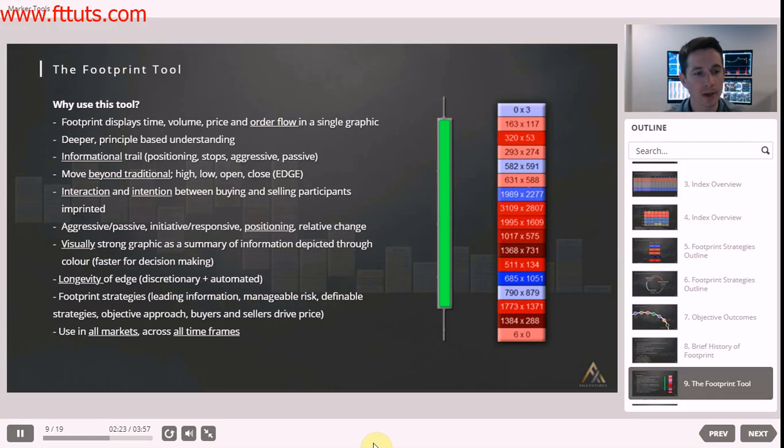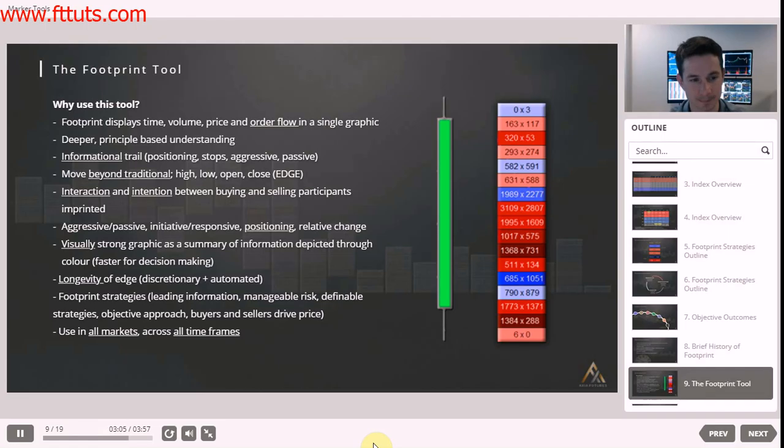With a footprint tool, we can identify the interaction and intentions between buying and selling participants as it gets imprinted within a footprint. Note, with a footprint tool, we can also see the aggressive and passive interaction, initiative and responsive price action, the positioning, as well as relative changes occurring at each price. The footprint is a wonderfully strong visual graphic that summarizes a lot of information in a very simple graphic. And humans tend to recognize and remember colors a lot easier than numbers. So by depicting it in colors, we can see very clearly the information a lot easier and make decisions a lot quicker.